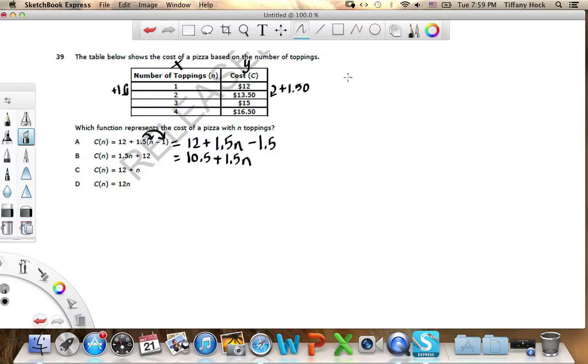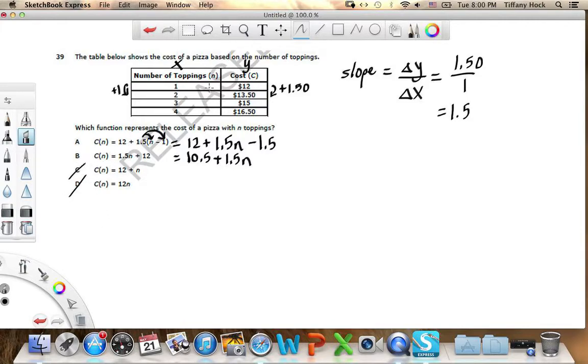So remember, the slope for any linear equation is given by the change in y over the change in x. The change in the cost is $1.50, and the change in the x is just 1. Well, 1.50 divided by 1 is just 1.50, or 1.5. So we're looking for an equation with a slope of 1.5. That cancels out C and it cancels out D. So it's either B or A.